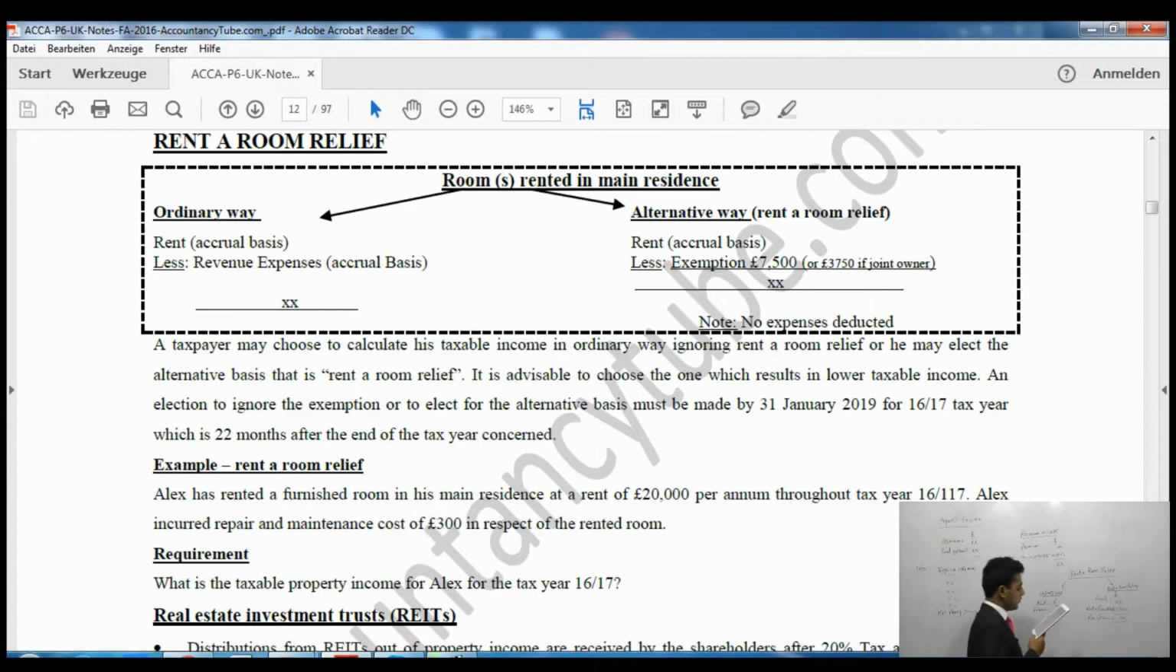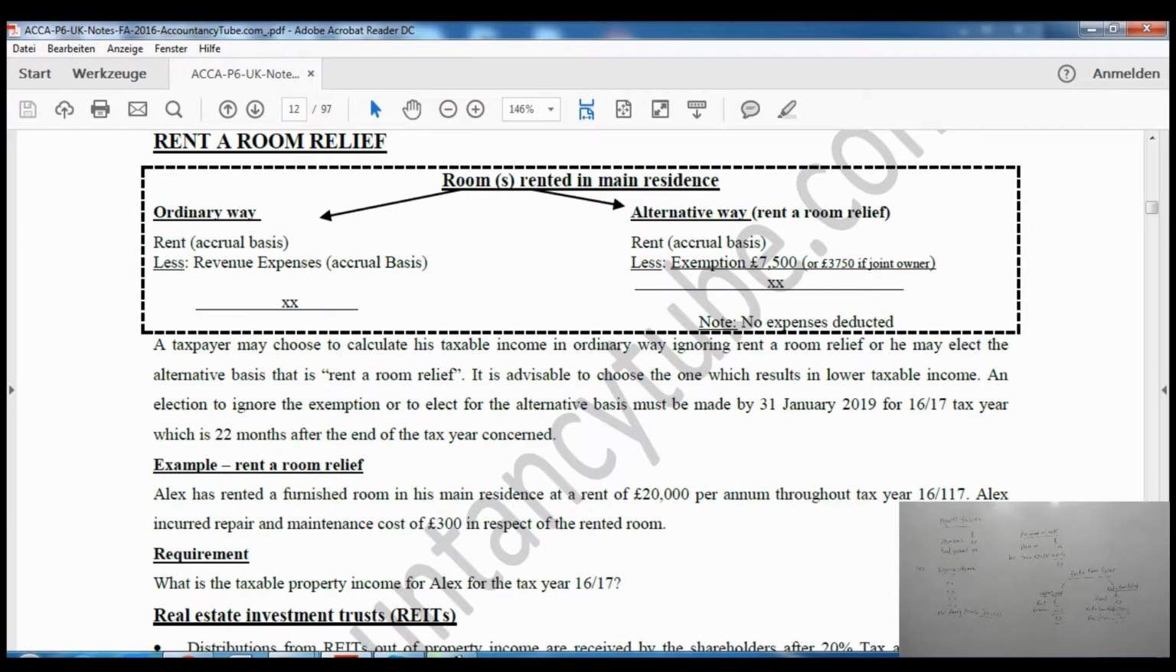Now a taxpayer may choose to calculate his taxable liability in the ordinary way, ignoring rent a room relief, or he may elect to choose the alternative basis, that is rent a room relief. It is advisable to choose the one which results in lower taxable income. An election to ignore the exemption or to elect the alternative basis must be made within 22 months after the end of the tax year concerned. For our current tax year 16-17, the election must be made by 31st January 2019.